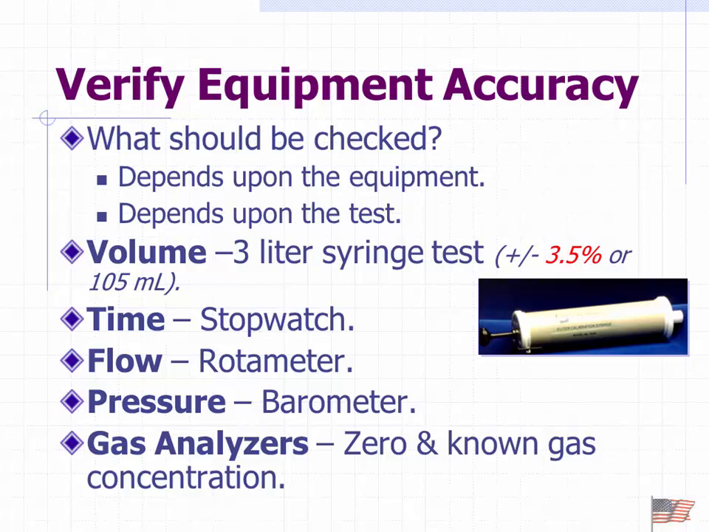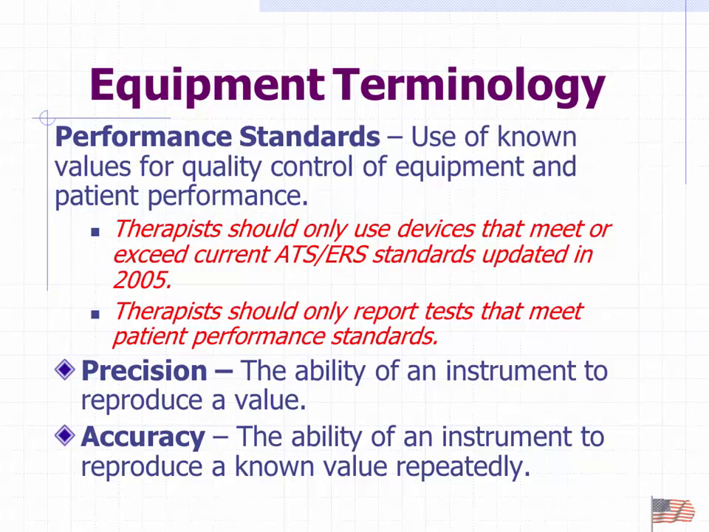We can use a stopwatch to evaluate time. We can use a flow measuring device called a rotometer to evaluate whether flow is accurate. We can use a barometer to measure the pressure. And as you know, with the helium dilution, nitrogen washout, there's analyzers that measure those specific gases. So lots of things to double check on, and that's done usually by the pulmonary function tech in the morning.